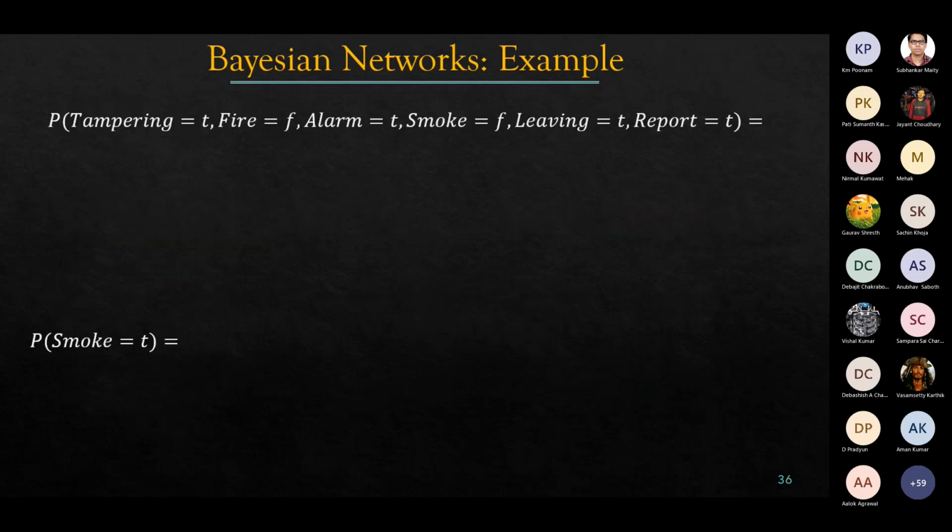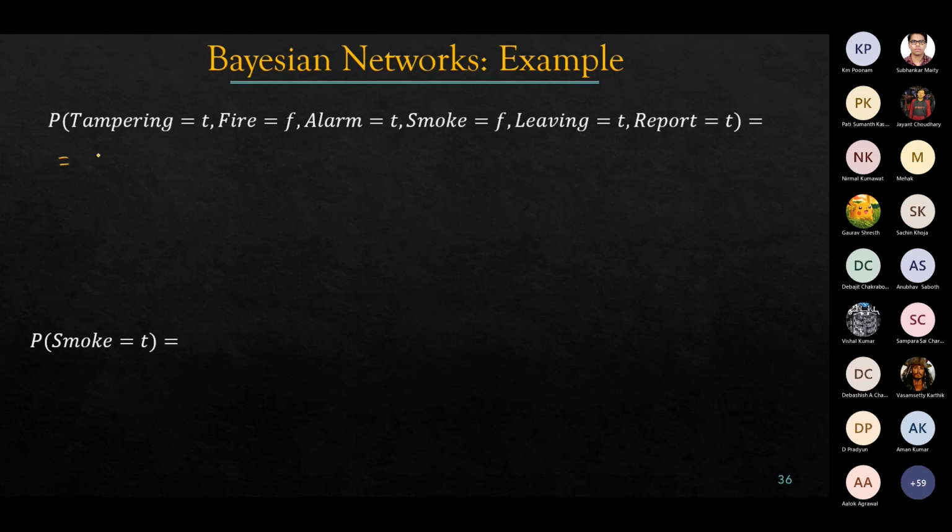But the point that we'd like to ask is whether it is able to represent the joint distribution or any other kind of probability values that we want to compute out of this structure. So let us see whether we can do that. I have to compute the probability that there is tampering, there is no fire, the alarm is ringing, there is no smoke, people are leaving, and the reporter is saying that the report is true that people are leaving, right? I can do it for any other assignment. So let us take this assignment and try to find the joint distribution, right? So how do we do that?